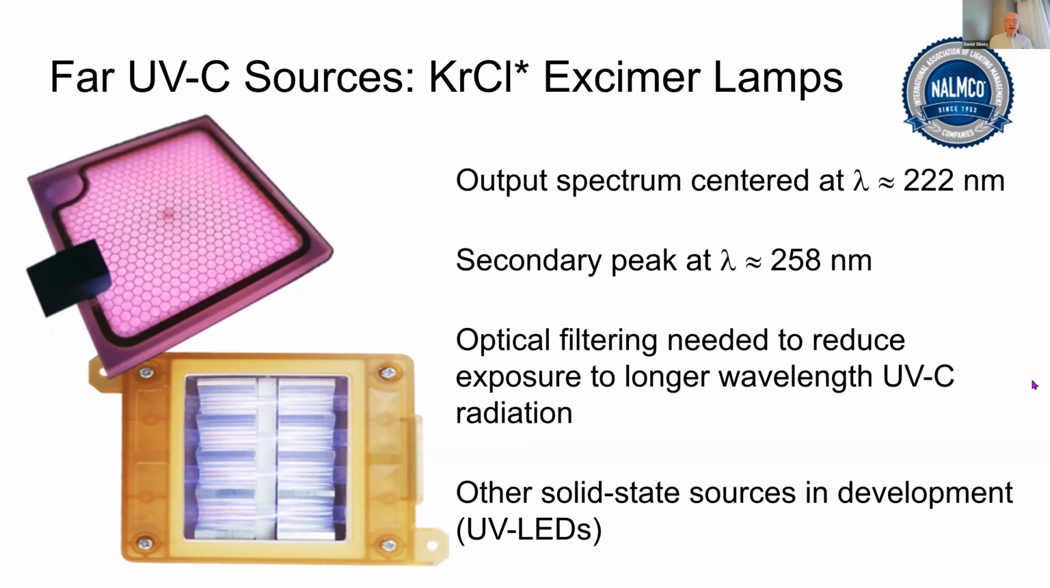There are other solid state sources or UV LEDs in development, and it's not clear that they won't pose another risk of not emitting enough visible light so you can see that they're on. Even the krypton chloride lamps, way down at 222 nanometers, have enough very weak emissions in the visible that you can see when the lamp is on.